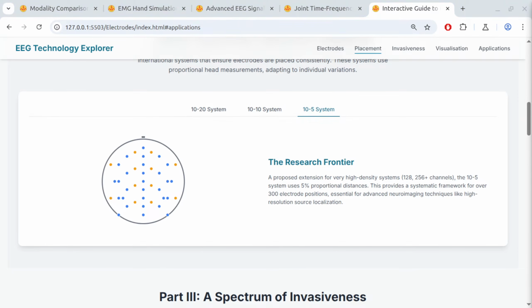And it didn't stop there. The future system, especially for really high-density setups, think 128, 256, 300-plus channels, is the 10-5 system, using even smaller 5% distance increments. Wow. So is the 10-5 the official standard now? Not quite.